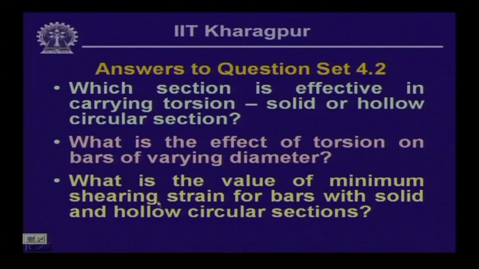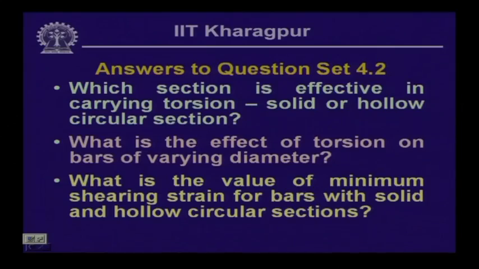Well, now the second question was: what is the effect of torsion on bars of varying diameter. So long we were looking into a bar of uniform diameter subjected to twisting moment, and what is the effect of such twisting moment on stresses and deformations. Also, we have looked into a stepped shaft, with a varying diameter, and what will be the consequences. Now, if we have a gradually varying diameter of a shaft, what will be the consequences if it is subjected to a twisting moment? Now, let us look into that.